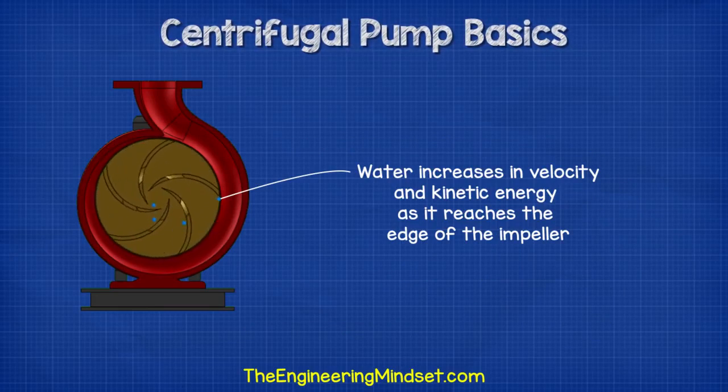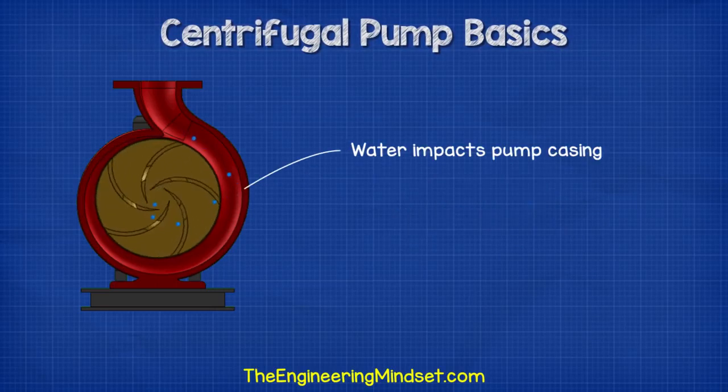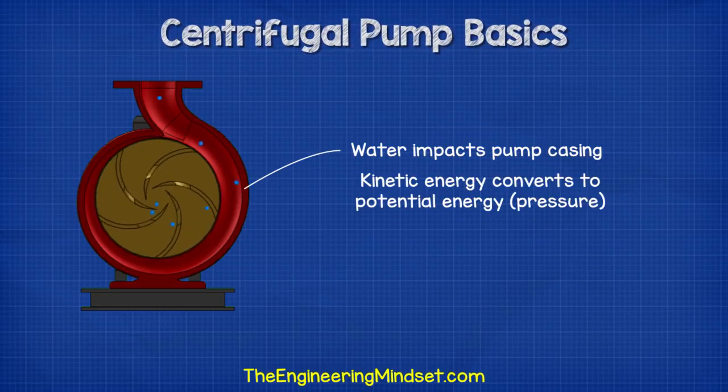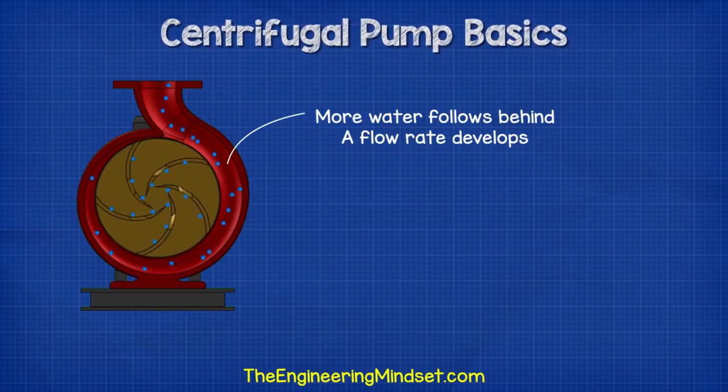This high-speed water flows off the impeller and into the volute, where it hits the wall of the pump casing. This impact converts the velocity into potential energy or pressure. More water follows behind this and so a flow develops.